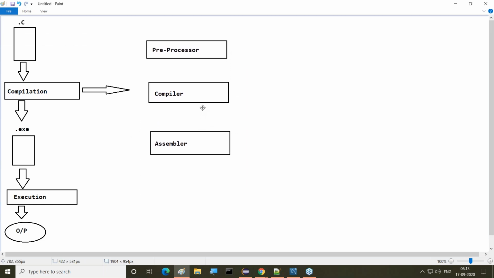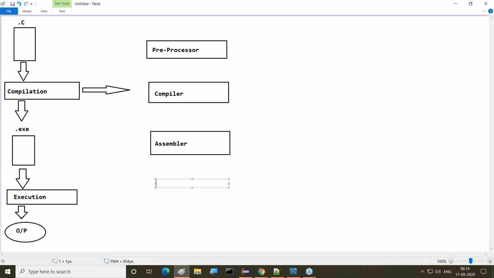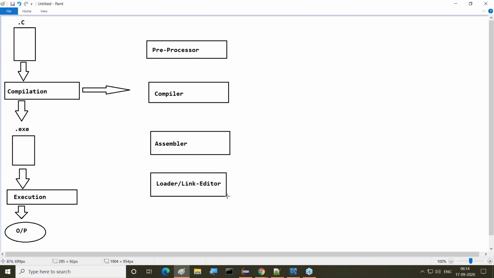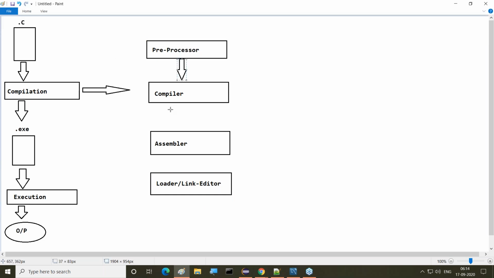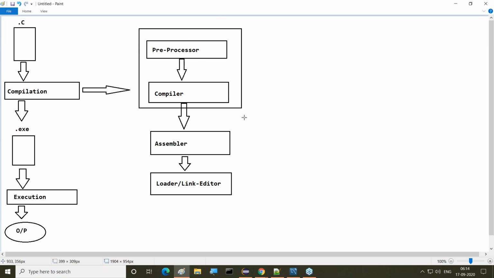Inside the compilation, these many machines are running. Don't think only the compiler works under compilation. Compilation, in the sense, means these many machines. One more machine, the last one: loader, then link editor. This is also another one.